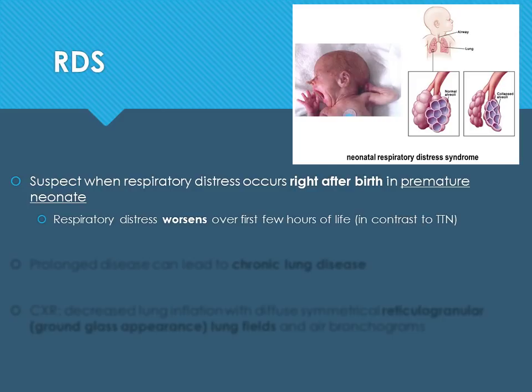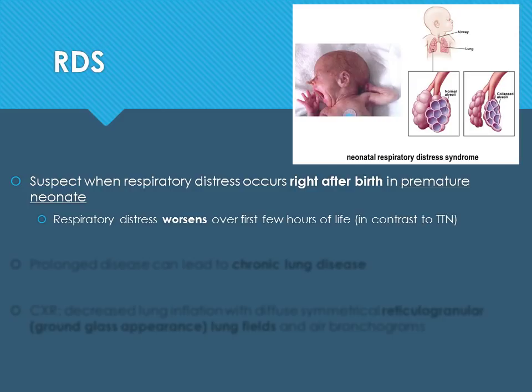Remember that with transient tachypnea of the newborn, we're looking at full-term infants, typically those who are born via C-section without mother going into labor at all. For meconium aspiration syndrome, we're also looking at full-term newborns. Really, we're looking at post-term newborns, and clearly we're looking at the ones who have had meconium in the amniotic fluid. With respiratory distress syndrome, these are premature neonates.